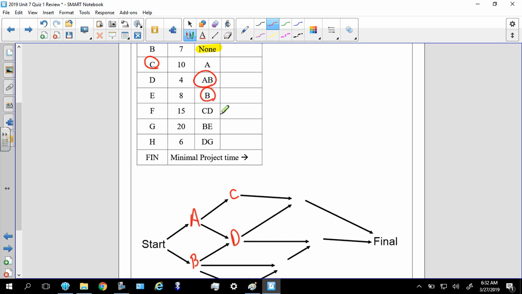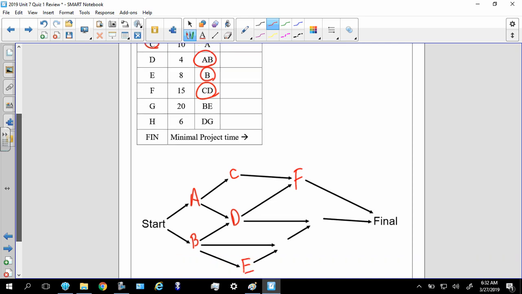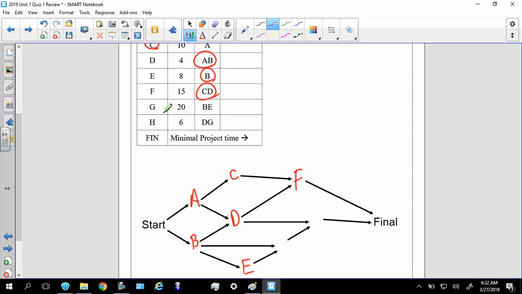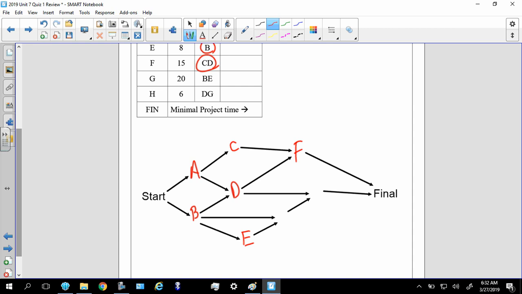All right, let's see. F, prerequisite is C, D. The only thing pointing is this space, so that's got to be F. And let's see, B, E, that's G. The only thing that B is pointing to is this area here. That's got to be G. And then by process of elimination, that's got to be H.